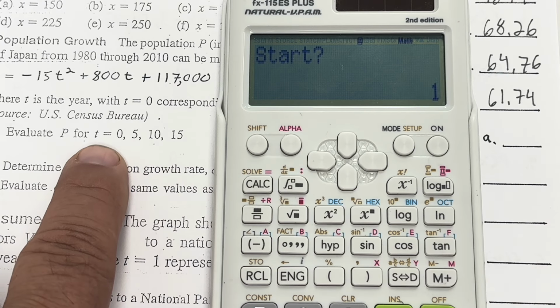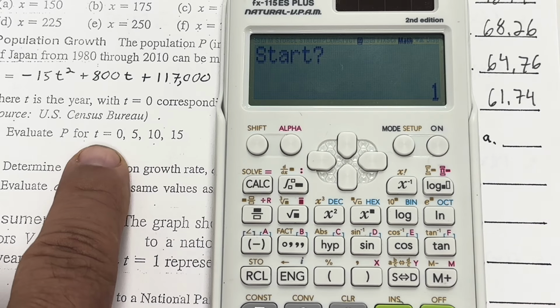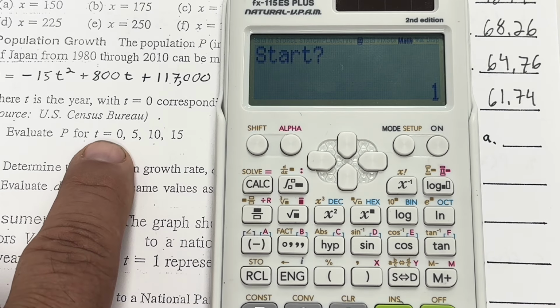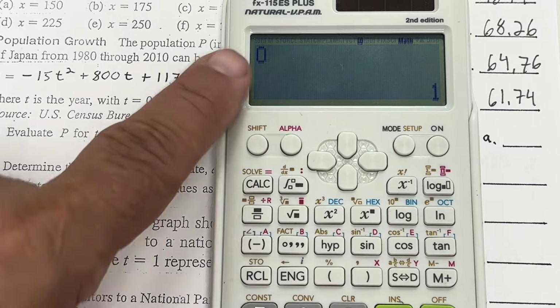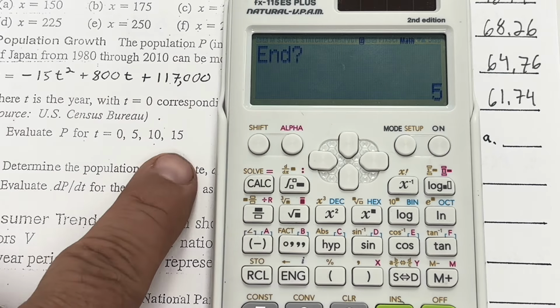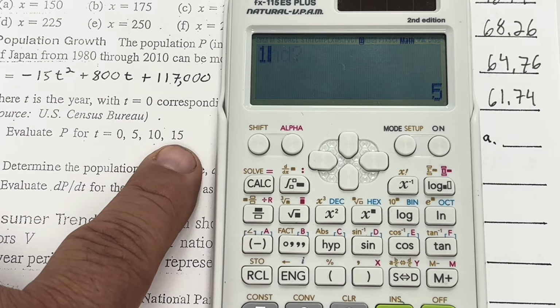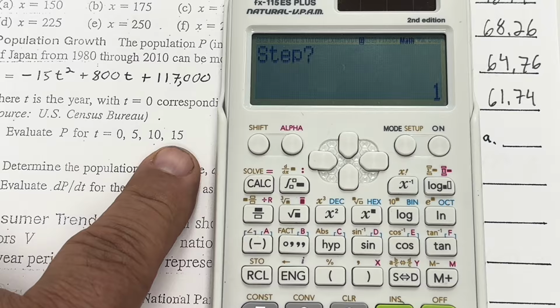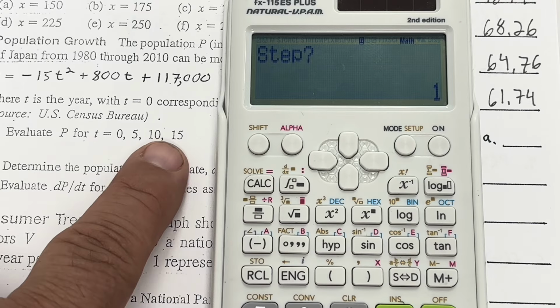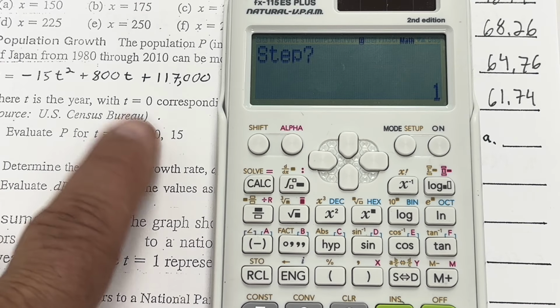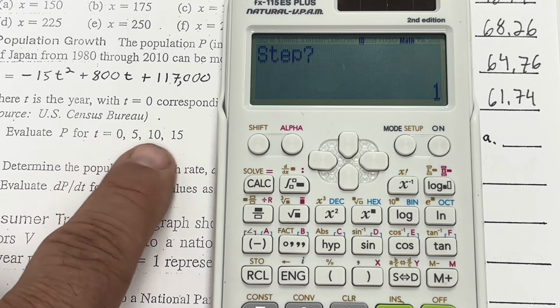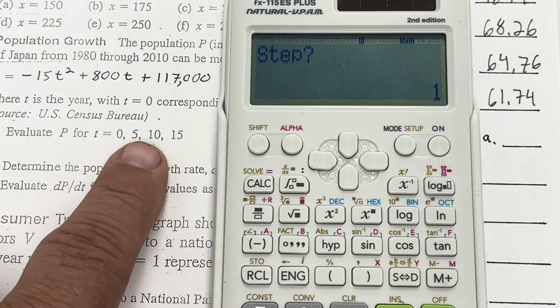Now, it asks us to start at 1, but we actually want to start at 0. So I'm going to enter 0 and hit equals. Then it says end at 5, but I actually want to end at 15. Hit equals. And because this is several numbers, I don't want to do 15 minus 0. I want to see what it steps up by. So notice each interval steps up by 5. So I want to step by 5.